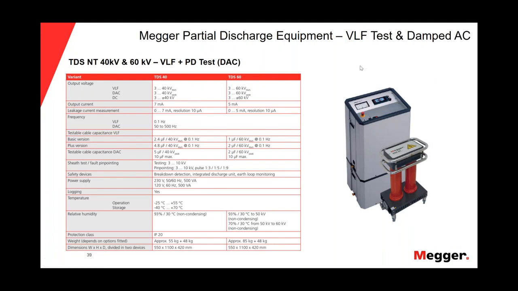The next units we have at Megger are the TDS-NT, 40 kV and 60 kV. We have two models. The first one, the TDS-NT-40, is for 15 and 25 kV cables, and the TDS-NT-60 is for 15, 25, and 35 kV cables. In the TDS-NT models, we have two versions. The basic version, for instance for the TDS-40, will have 2.4 microfarads, and the plus version will have 4.8 microfarads. In the case of the TDS-60, the basic version will have 1 microfarad, and the plus version will have 2 microfarads, which means that if we have more test capacitance, it will allow us to test longer cables.